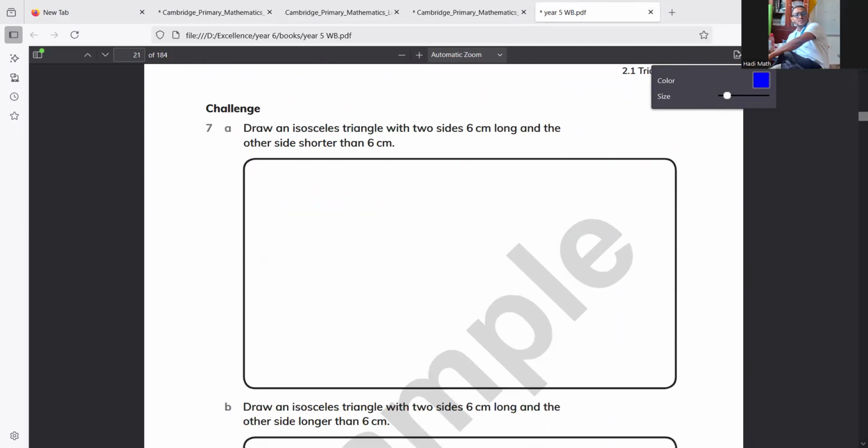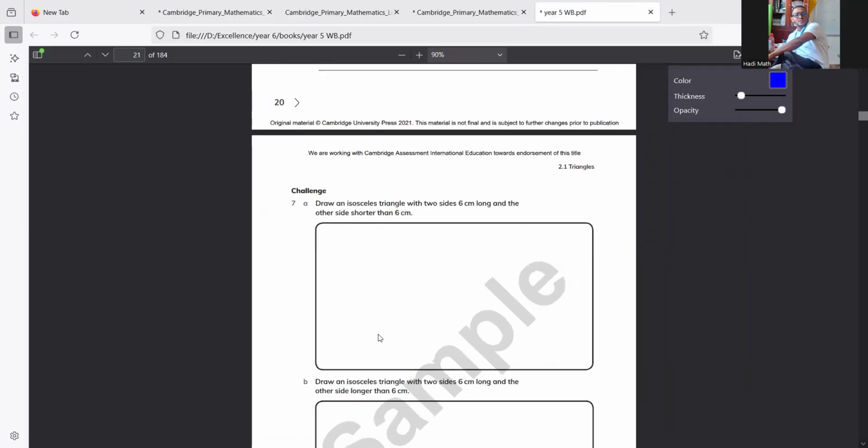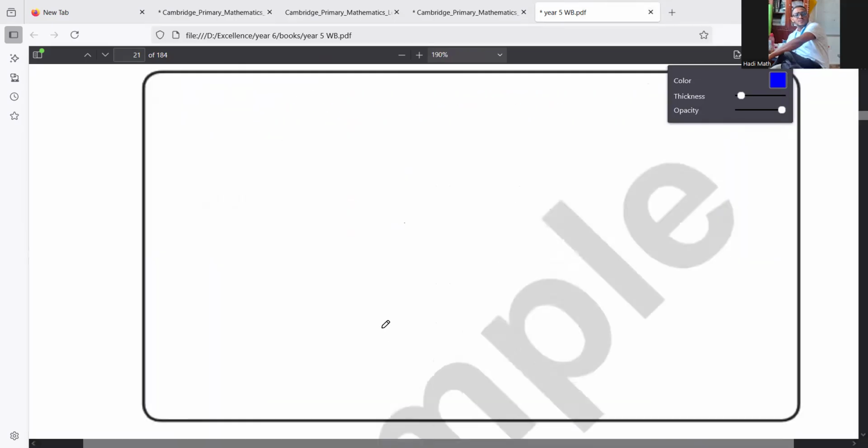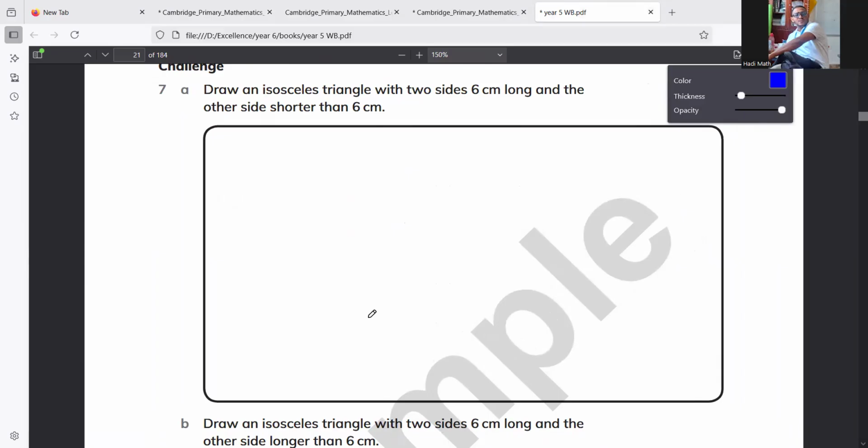They say draw an isosceles triangle with two sides 6 centimeters and 6 centimeters, and the other side shorter than 6 centimeters. Okay, no problem. Draw the 6-centimeter sides first, because you need to use only a ruler and a pencil. Draw from here a side equal to 6 centimeters. Make it 6 centimeters like that.